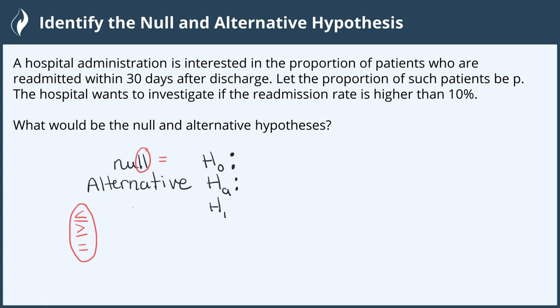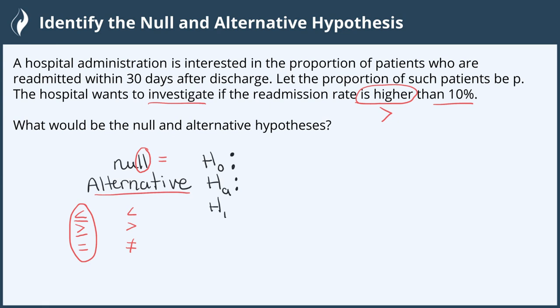The alternative needs a less than, greater than, or not equal to. Let's go back to the question and see if we can find our hypotheses. We were told that the hospital wants to investigate if the readmission rate is higher than 10%. This will be a greater than sign, higher than 10%. That means it needs to be an alternative hypothesis.